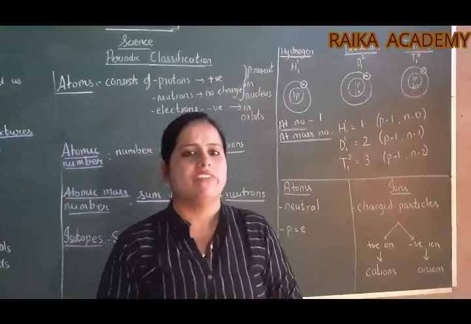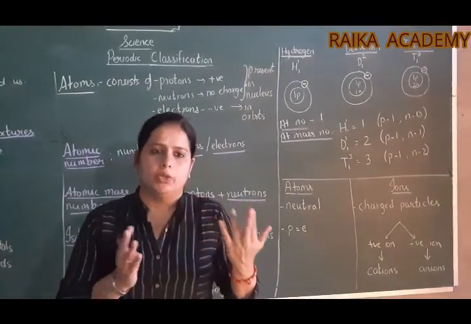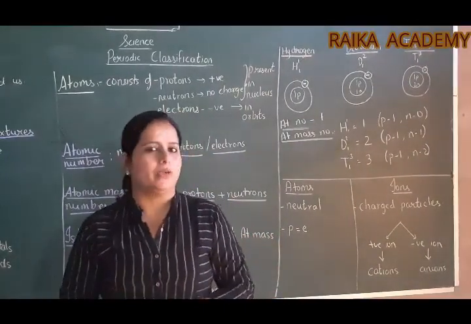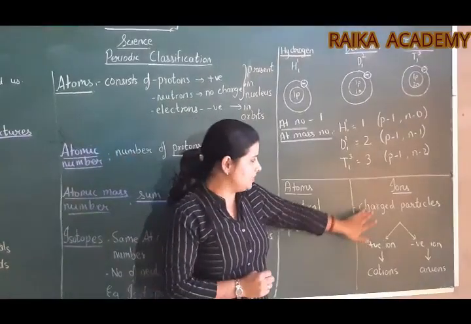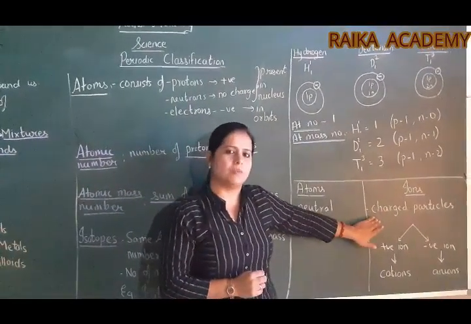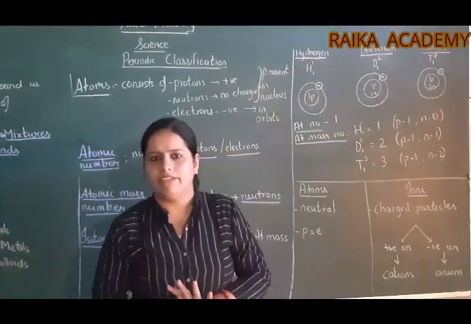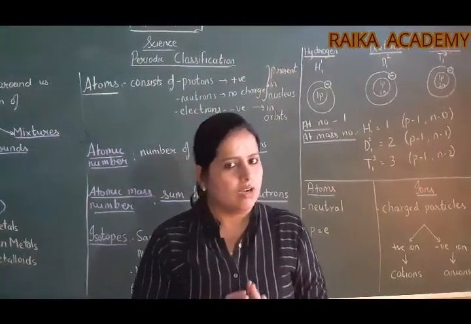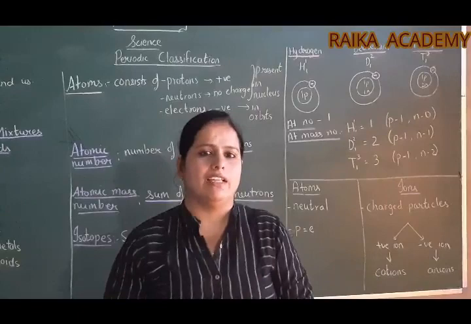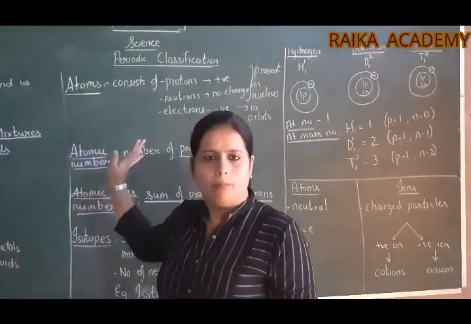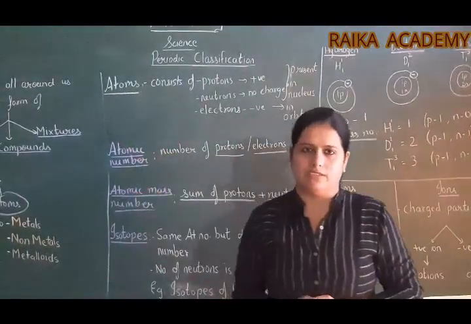In further lessons we will see how they lose electrons and how they gain electrons. But as of now, you need to remember that ions are charged particles. They can be positively or negatively charged. All the positive ions are called cations and the negative ions are called anions. You can copy this down, okay, and then we will come further.